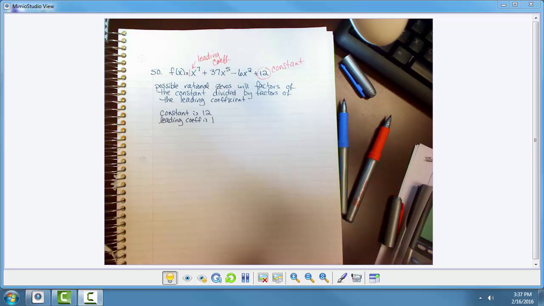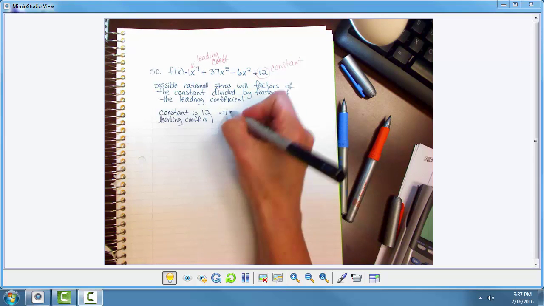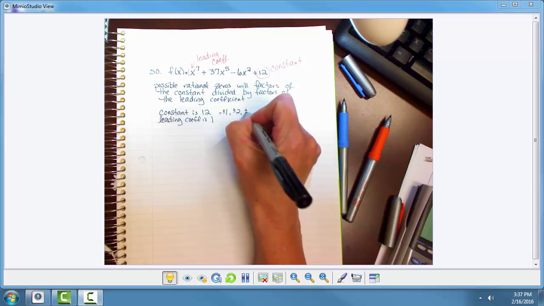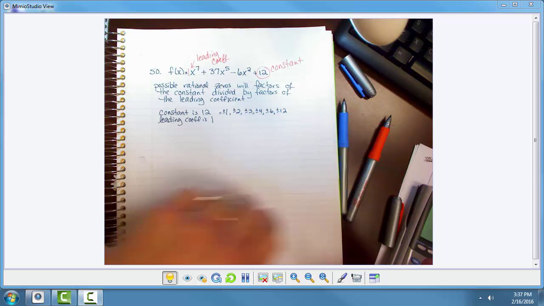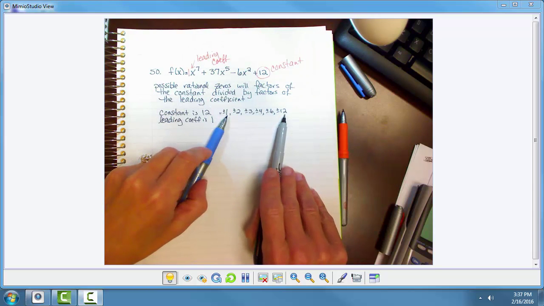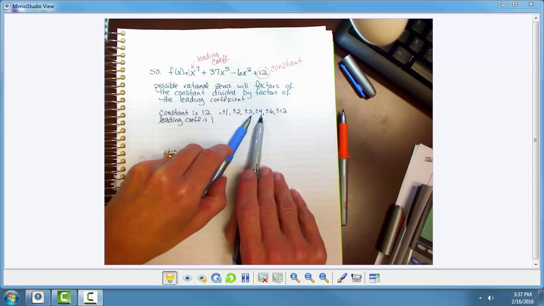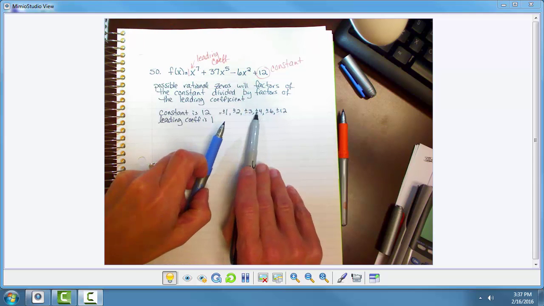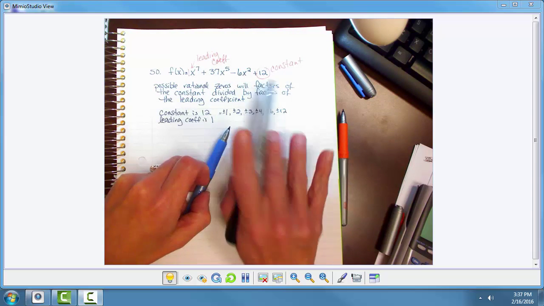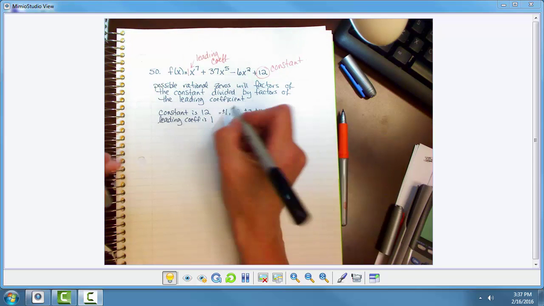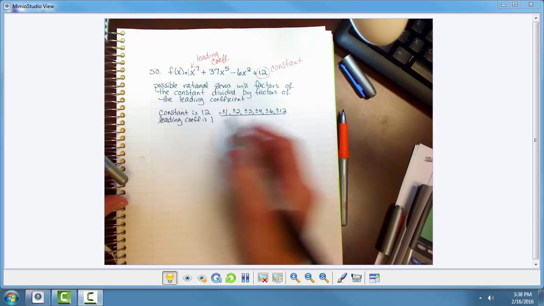So factors of 12. 1 times 12, 2 times 6, and 3 times 4. And it's always going to be plus or minus, because positive 3 times positive 4 is 12, and negative 3 times negative 4 is 12. So it's always the plus or minus divided by factors of the leading coefficient. Well, the only factors of 1 are plus or minus 1.